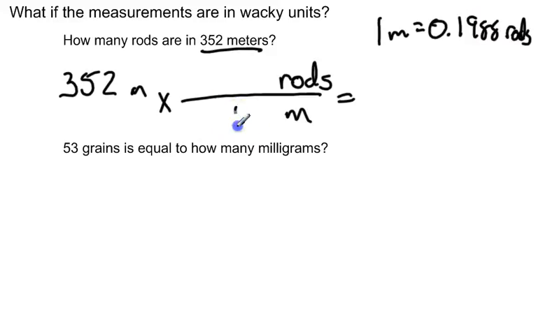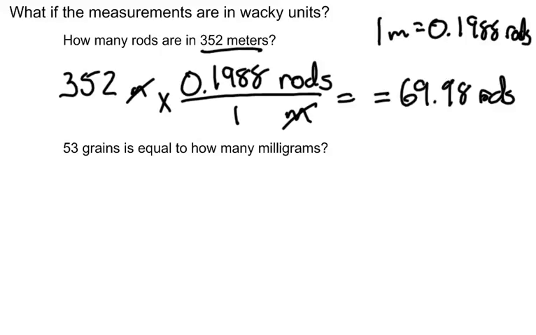What number goes with meters? 1. What number goes with rods? 0.1988 rods. Meters cancel. We do the math, and you come up with an answer. I'm going to pause the video and do the math. So I paused the video, and there's the answer right in there, 69.98, almost 70 rods. Who knows how big a rod is, whoever uses rods anymore, but hey, whatever.